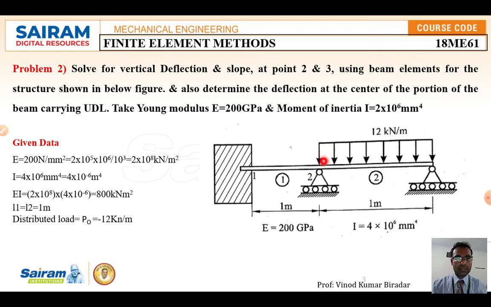You need to calculate the deflection at the center of the portion of the beam carrying a UDL, that is, uniform distributed load. Take Young's modulus E equal to 200 gigapascal, and moment of inertia I equal to 2 into 10 to the power of 6 mm to the power of 4.